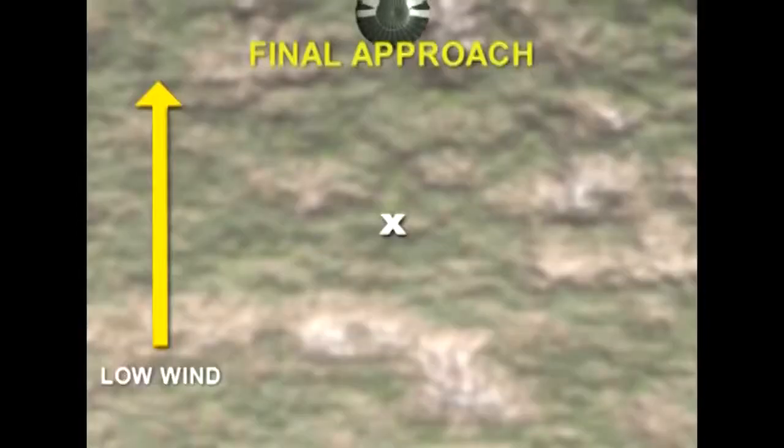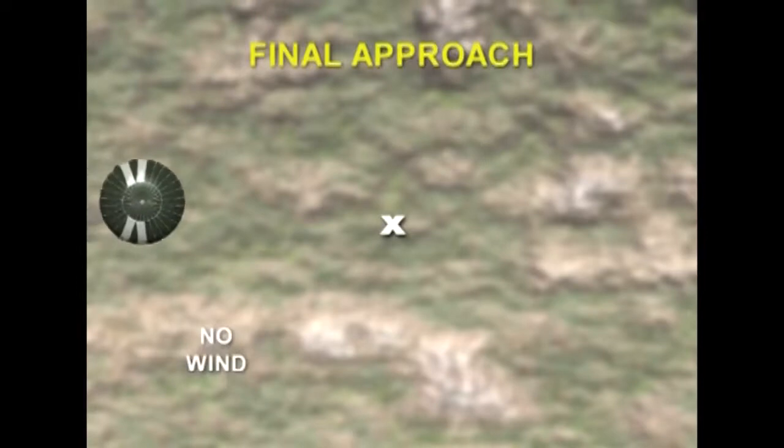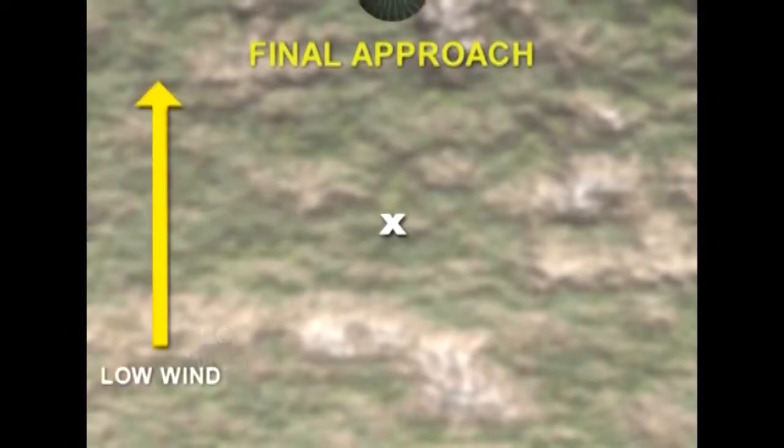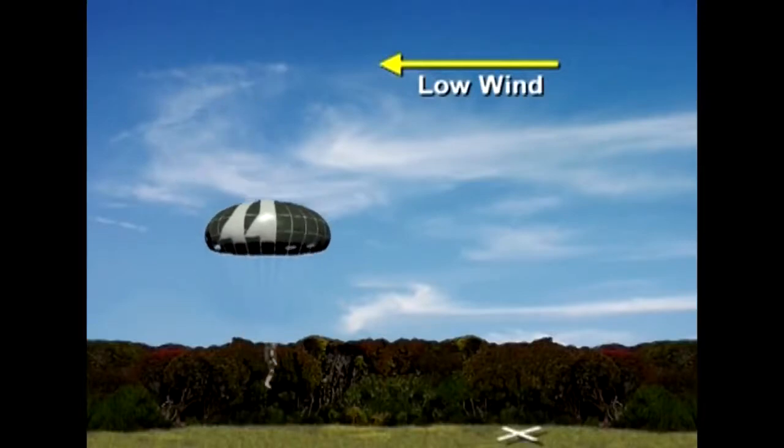You should be on the wind line, faced into the wind, and be in position so that only braking or gentle S-turns are needed to steer your parachute to the landing area. In no wind conditions, you will be able to make your final approach from any direction. In low wind conditions, you can make your final approach from the downwind side of the landing area. You will be on the wind line, faced into the wind, and facing the landing area. Be careful not to get too far downwind or you won't be able to get back.